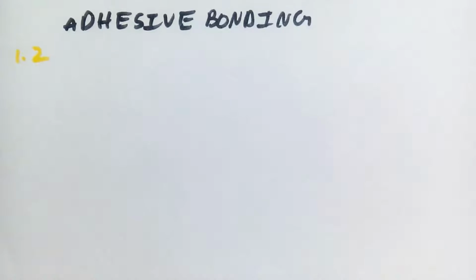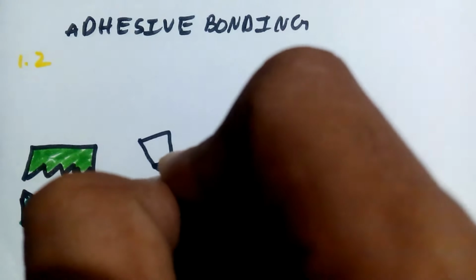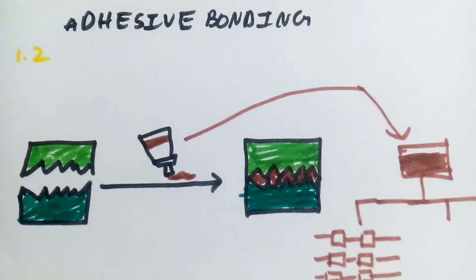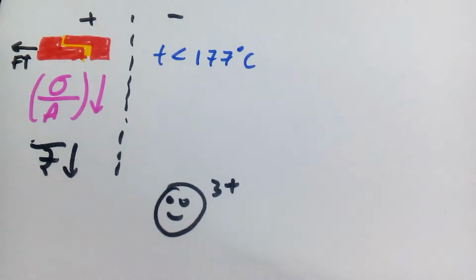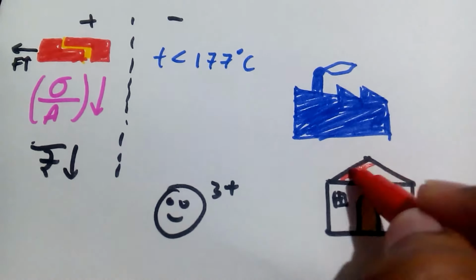The second type of joining process is adhesive bonding, which is the process of joining materials by using adhesives. The adhesives used are mainly thermoplastic or thermosetting adhesives. Advantages include high joint strength, less localized stress concentration, and low cost, but it is limited to temperatures below 177 degrees Celsius. Due to its ease of use, it is used primarily in all industrial and domestic applications.